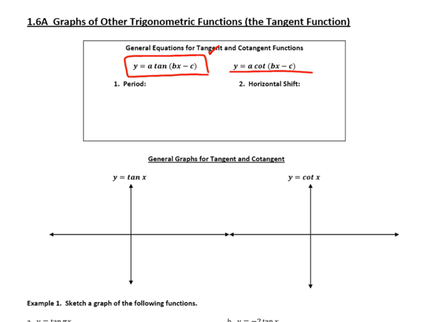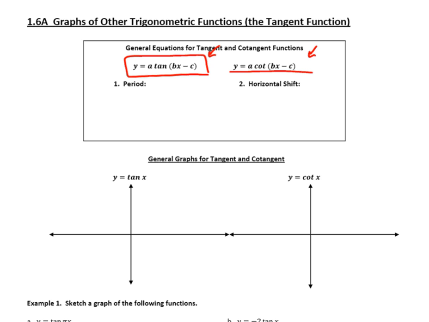The first one is that you see that there's no plus d. These graphs go north and south, up and down, so there's really no reason for us to talk about shifting them in a vertical direction. Same thing happens with the cotangent here.